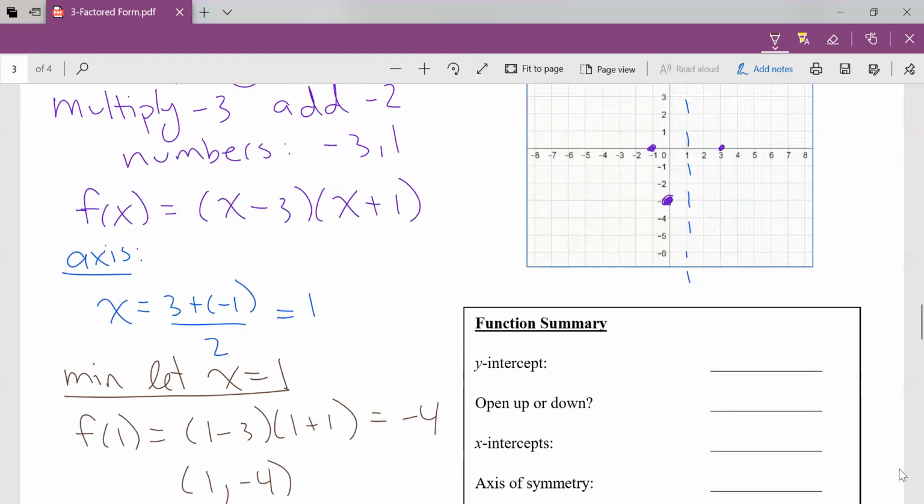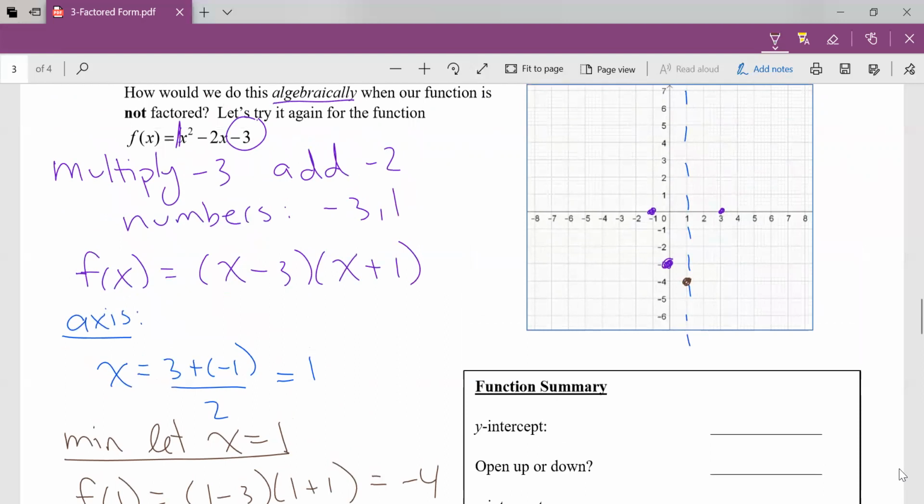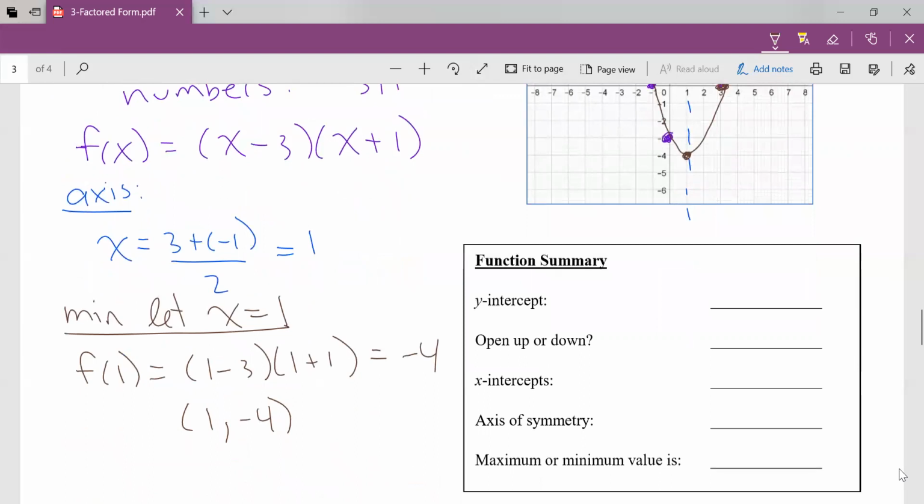Let's go back up to our graph. There's my minimum, just right there. And hey, now I've got everything I need. Draw that graph. Oh, it's beautiful. Look at that, except that I missed the intercept there. Friends, as soon as we factor it, we have everything.